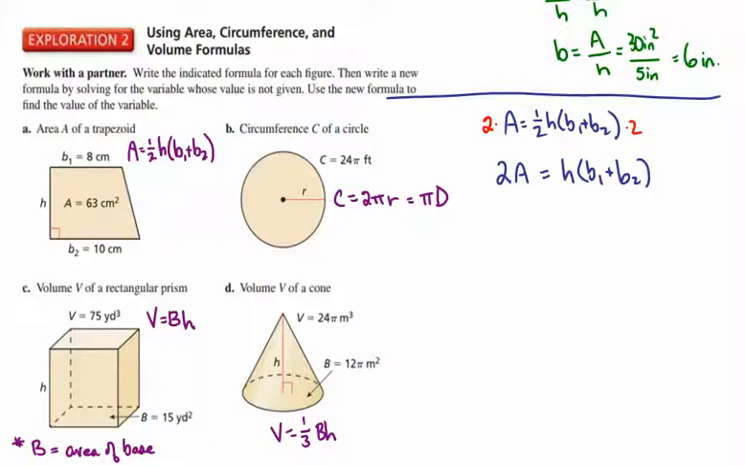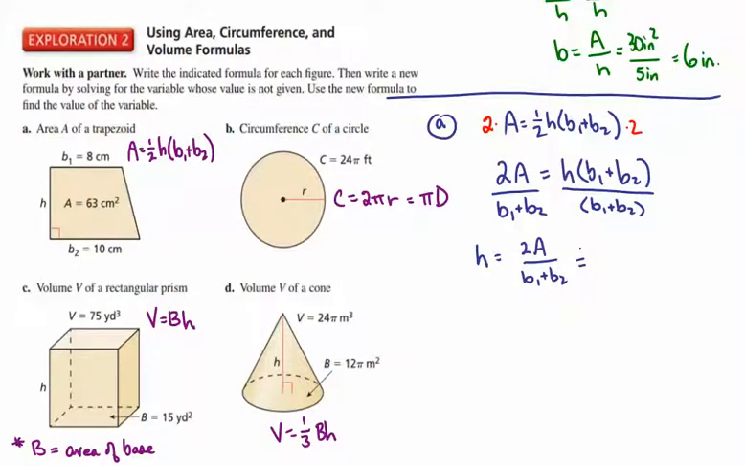At that point, and this is letter A, by the way, we're going to divide by the sum of b1 and b2. You have to remember that this is one unit here. We can't divide by b1 and divide by b2. We have to divide by the group b1 plus b2. And when we do that, we have our final answer: h is equal to 2 times the area divided by the sum of the bases.